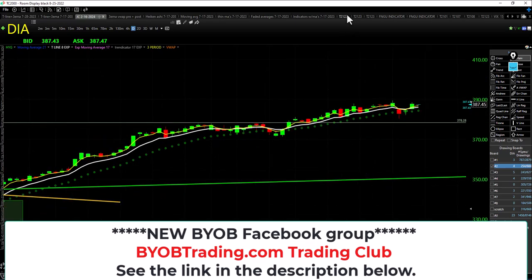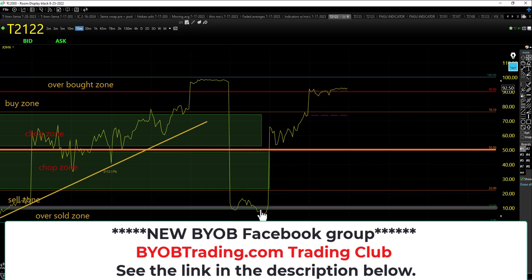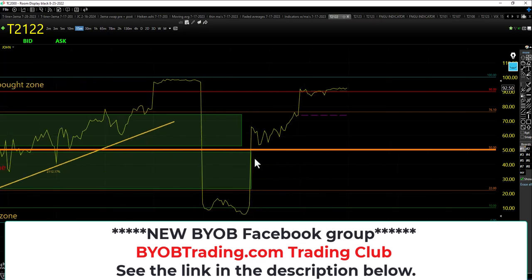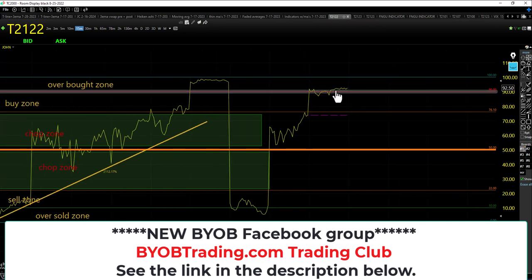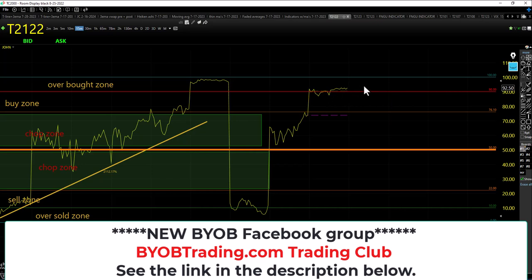All right, let's take a look at our technicals. T2122. At the end of the previous day, we were chopping around in the buyer's chop zone right here. Then we bumped up here into the overbought zone and we hung out here all day. Guess what I'm expecting today? More of the same. Right up here in the overbought zone or down here and then back up there. So that's what I'm expecting.